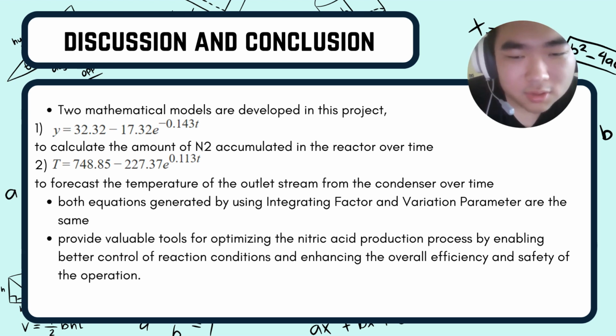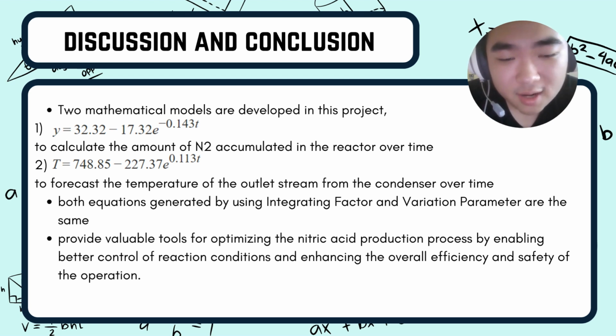Two mathematical models are developed in this project. The first one is y = 32.32 - 17.32 e^(-0.143t), which is used to calculate the amount of nitrogen accumulated in the reactor over time. And the second one is T = 748.85 - 227.37 e^(0.113t), to forecast the temperature of the outlet stream from the condenser over time.